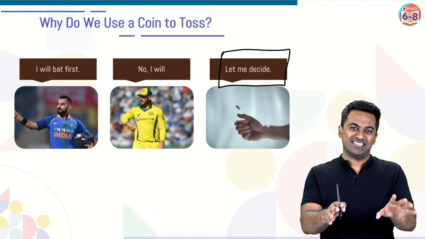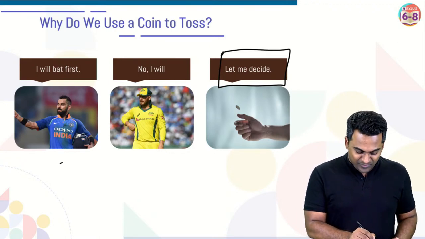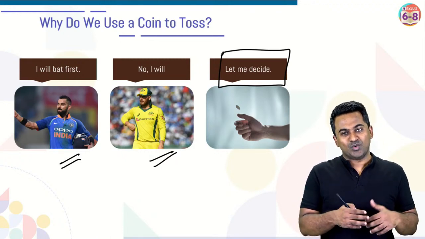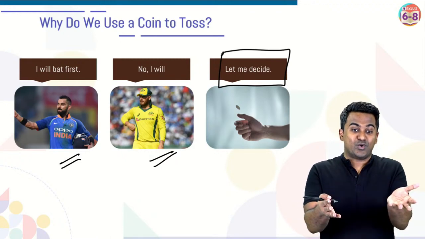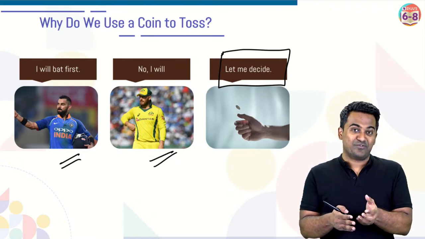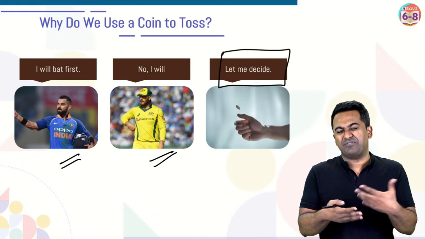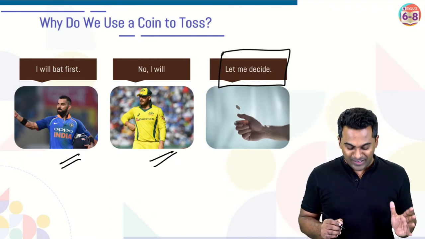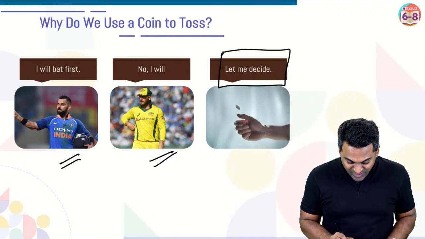So we leave it to chance, right? Because both these captains want to bat first. So we flip a coin for chance or fate to decide it, so that both Virat Kohli and Aaron Finch are going to accept it to fate. Yeah, according to fate, it was Virat Kohli batting or Aaron Finch batting, whatever. Okay, so this is what we're going to be studying today, chance.